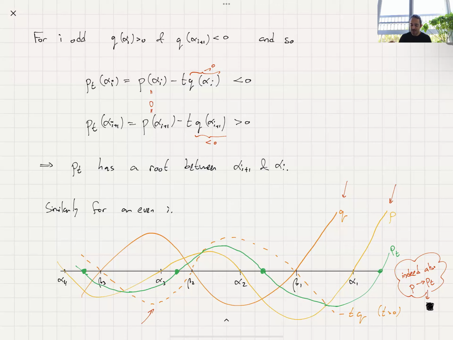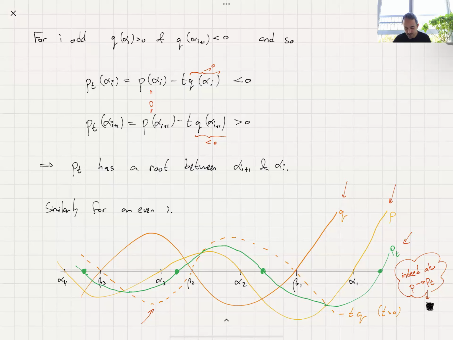And now what is PT? You just need to take the average between the yellow and the dashed curve, because it's P minus T times Q. So this is the green line here. The green curve, I don't know if it's obvious, I tried to make it stay between this and that all the time.